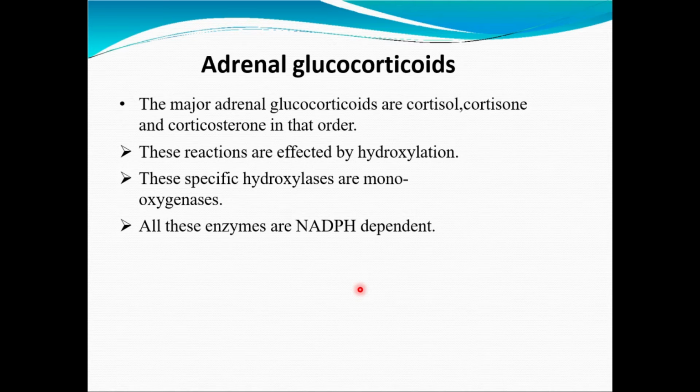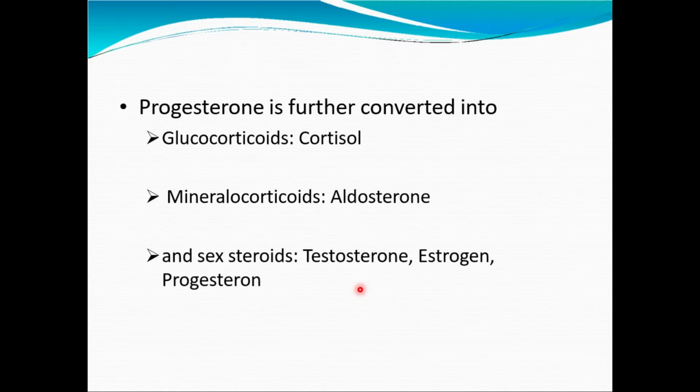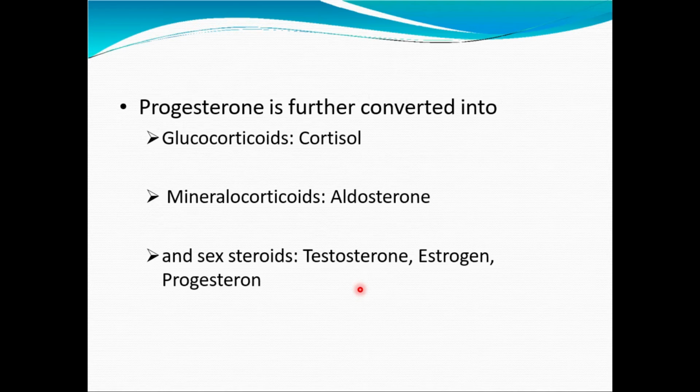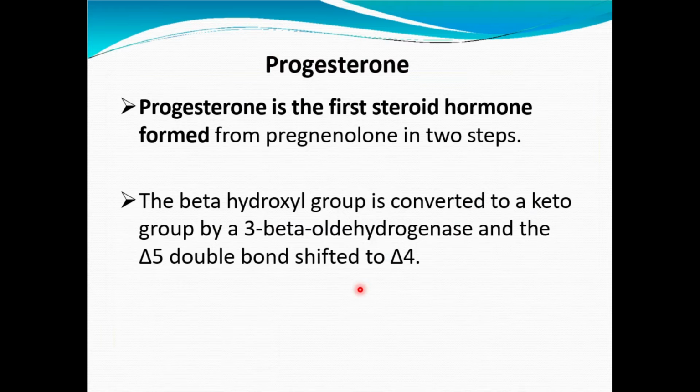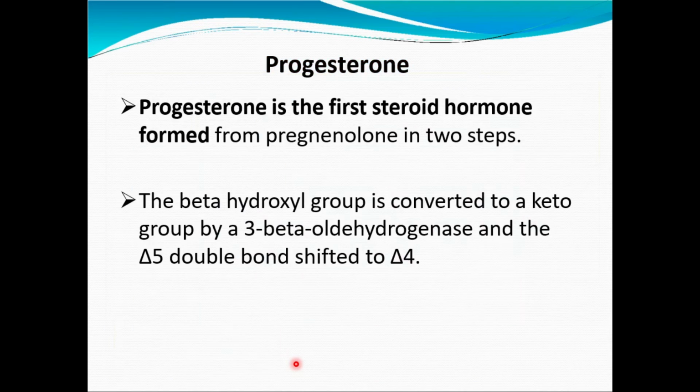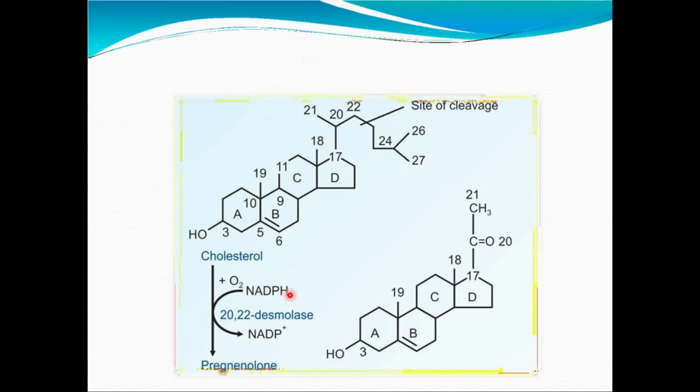So what are glucocorticoids? The major adrenal glucocorticoids are cortisol, cortisone, and corticosterone. These reactions are affected by hydroxylation. These specific hydroxylases are monooxygenases. All these enzymes are NADPH dependent, just as we have seen in the synthesis of pregnenolone. This reaction is also NADPH dependent.